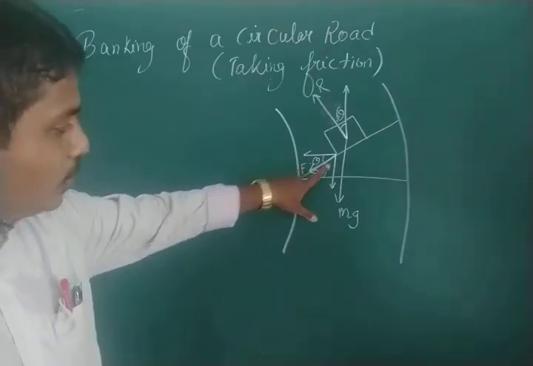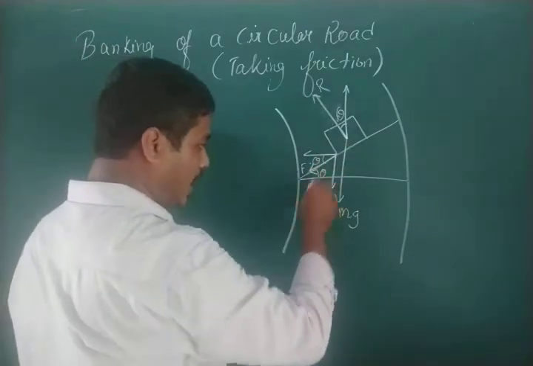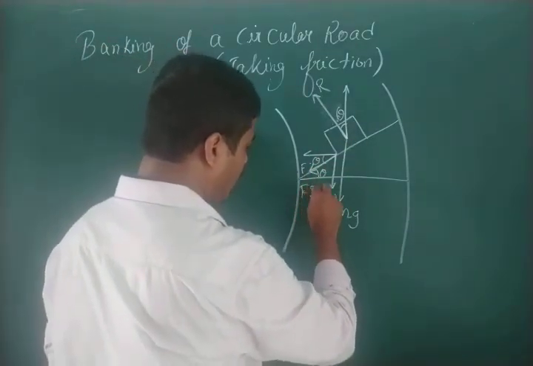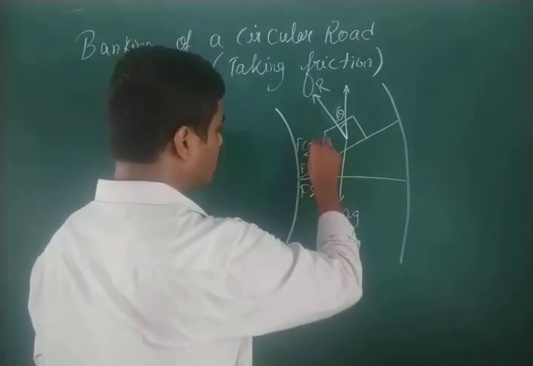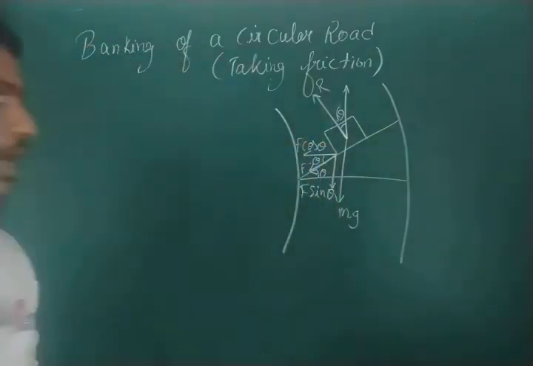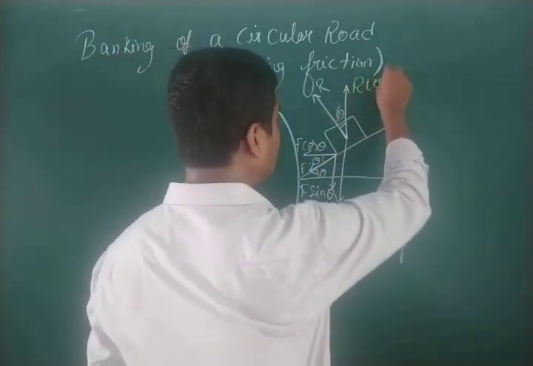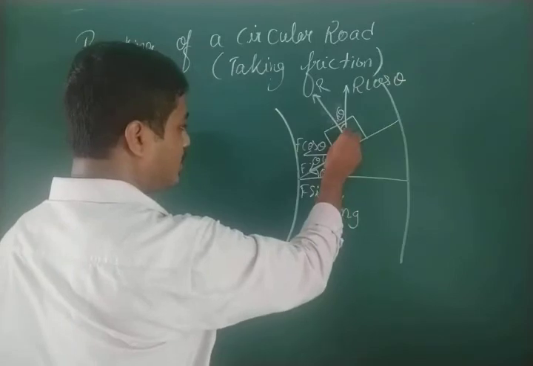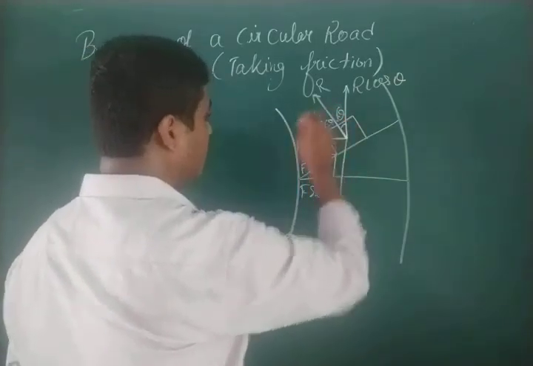So what we have to do is resolve this friction into two components. Vertically it will come F sin theta, and this will be your F cos theta. Similarly, if this angle is theta, this will be R cos theta, and this will be your R sin theta.